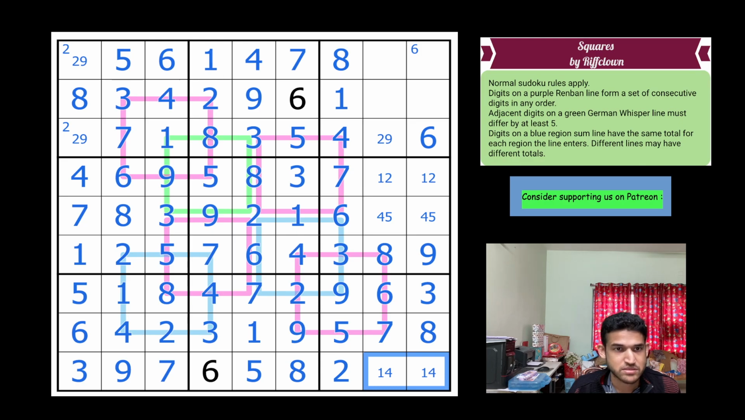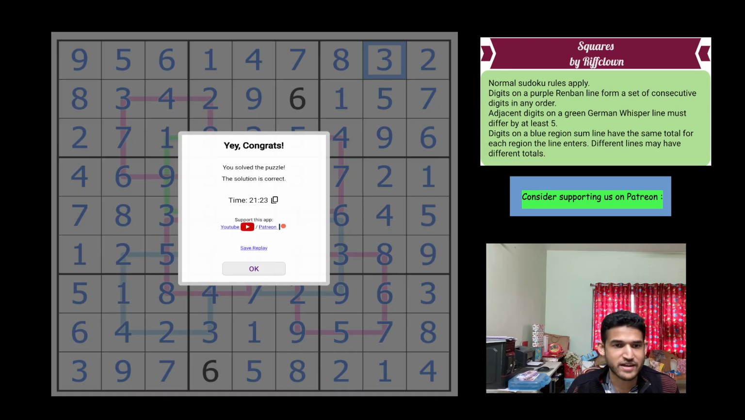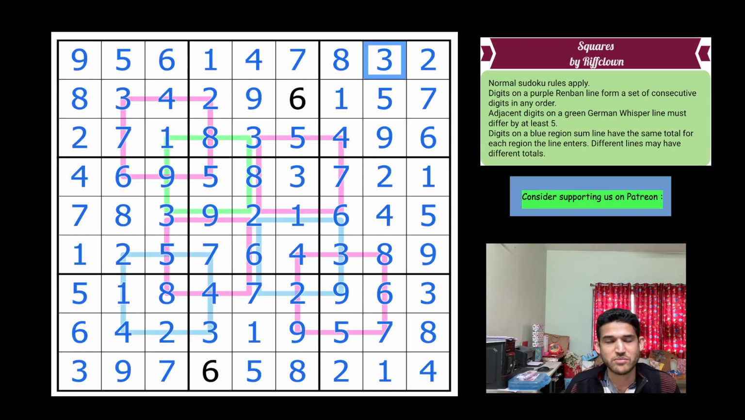and this area has to take 5, 7, so that is a 7, that is a 5, 5, 4, 4, 1, 1, 2, just a breeze, guys. 9, 2, 9. And this will be 2, 3, 2 and 3. And with that, I've finished off this wonderful Sudoku by Riffclown.